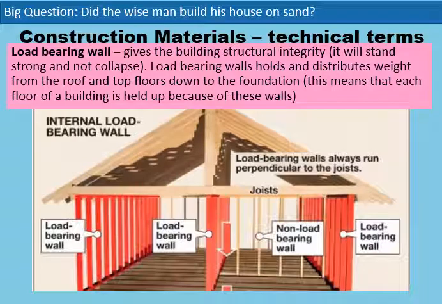Load-bearing wall. Gives the building structural integrity. So that means it will stand strong and it won't collapse. Load-bearing walls hold and distribute weight from the roof and top floors down to the foundation. So this means that each floor of a building is held up because of these walls. Without them, they would fall down. And below is a beautiful diagram that shows you what load-bearing walls and non-bearing walls look like.